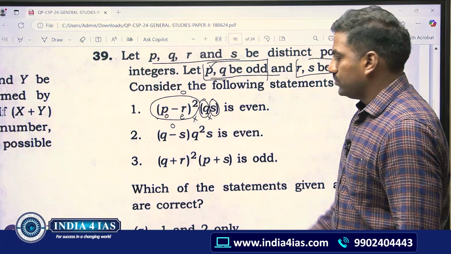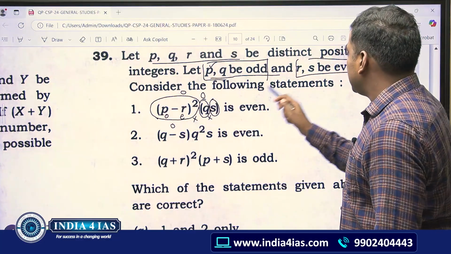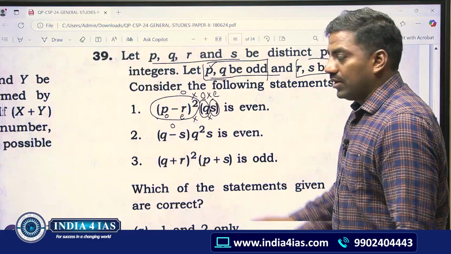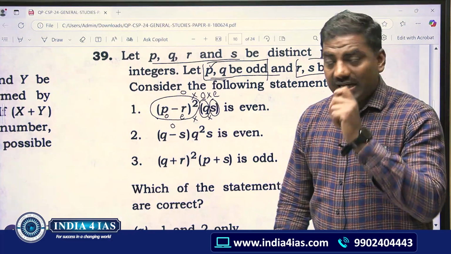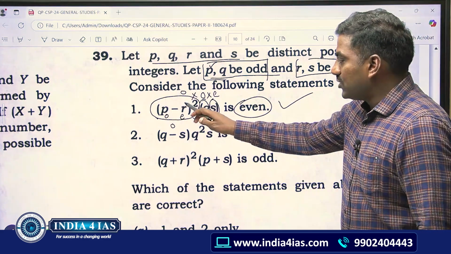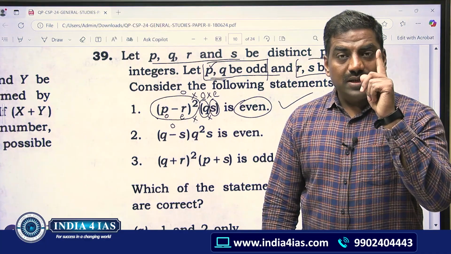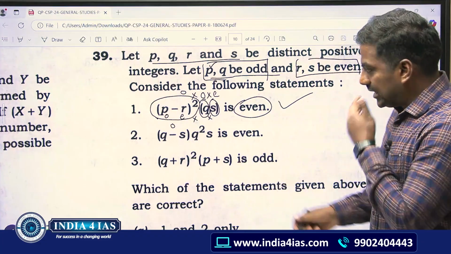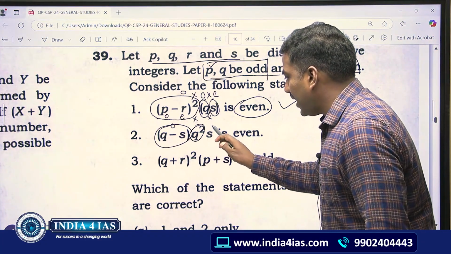Then coming to Q. Q is odd. S is even. Now odd into even. In a product, if you get even one time, then that product will be even. This is correct. Here one term is odd, another one is odd and another one is even. Once you hit even, that entire product becomes even. Okay. Next. Here, one term, second term and third term.